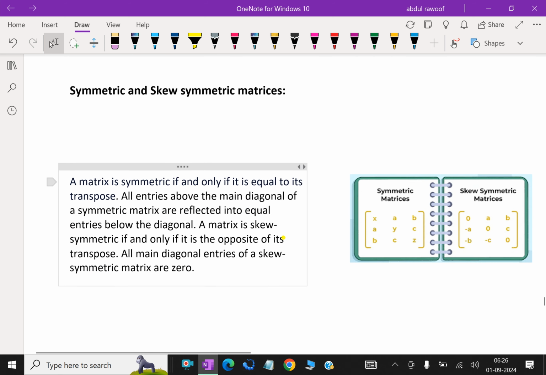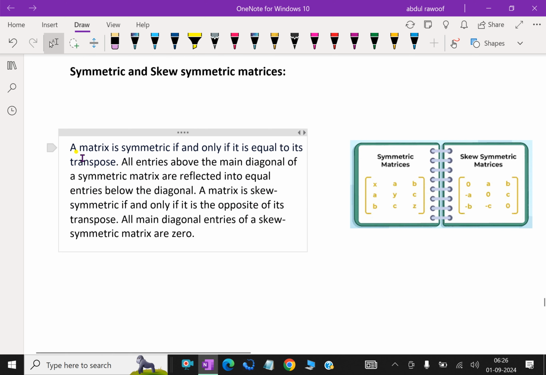Next, symmetric and skew symmetric matrix. A matrix is symmetric if and only if it is equal to its transpose. All entries above the main diagonal of a symmetric matrix are reflected into equal entries below the diagonal. A matrix is skew symmetric if and only if it is the negative of its transpose. All main diagonal entries of a skew symmetric matrix are 0.